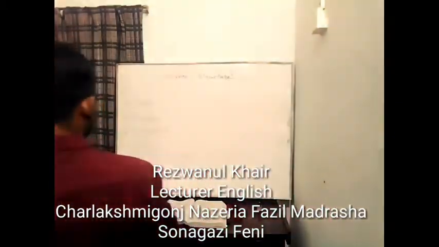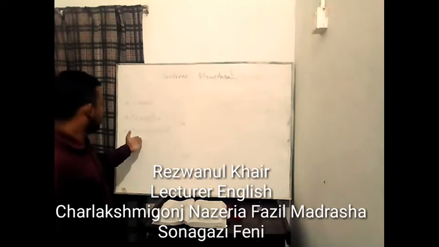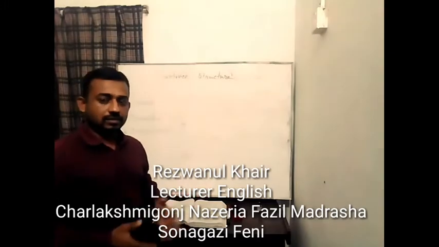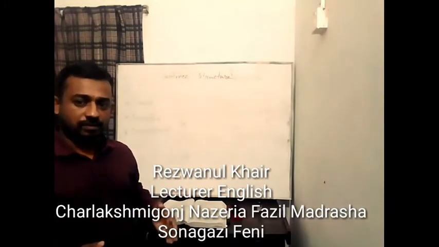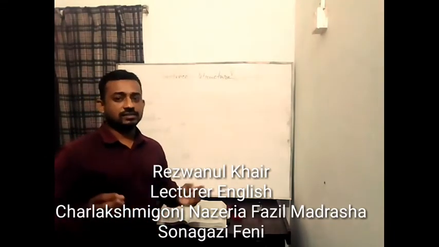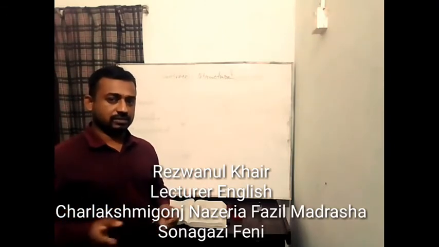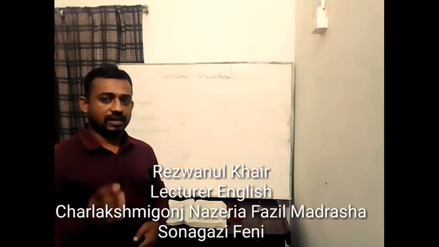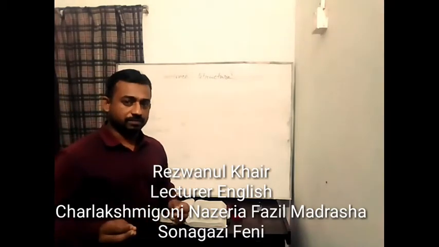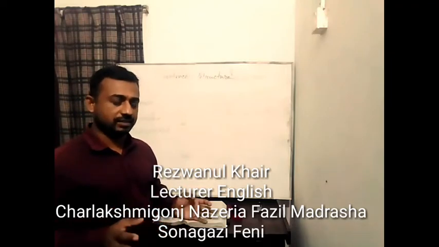Look at the board, sentence structure. These are simple, complex, and compound. First of all, we need to know simple. What is a simple sentence? It is very easy to understand. A simple sentence is such a type of sentence which has a subject and a definite verb. Again, a simple sentence has a subject and a definite verb. And if there is no subject, it is necessary to have a finite verb in the sentence.